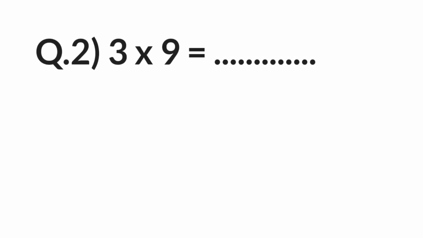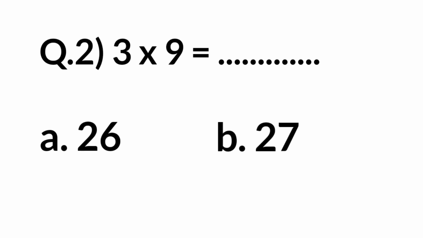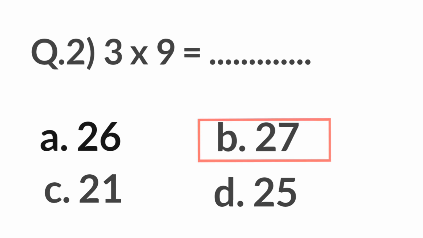Question number 2. 3 multiplied by 9 is equal to option A 26, option B 27, option C 21, option D 25. The correct answer is B 27.